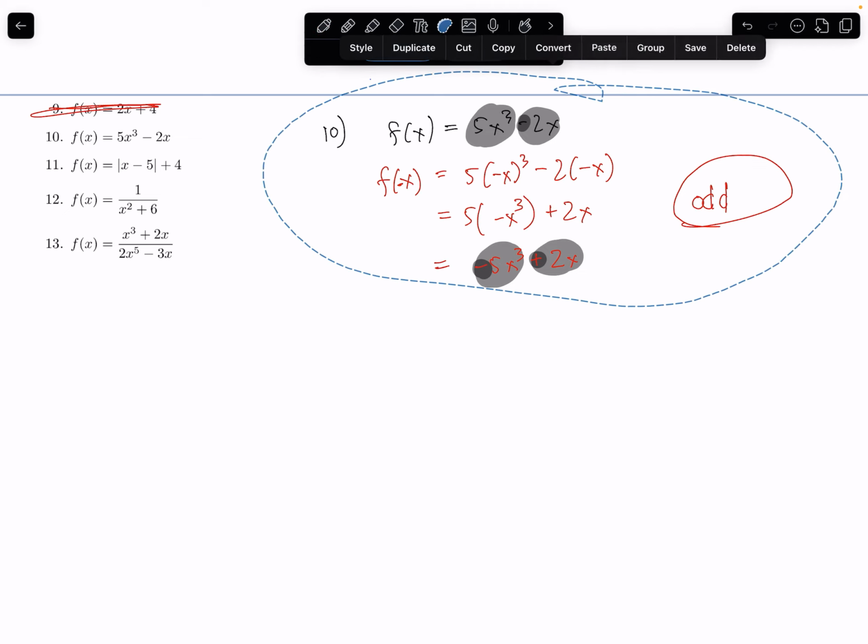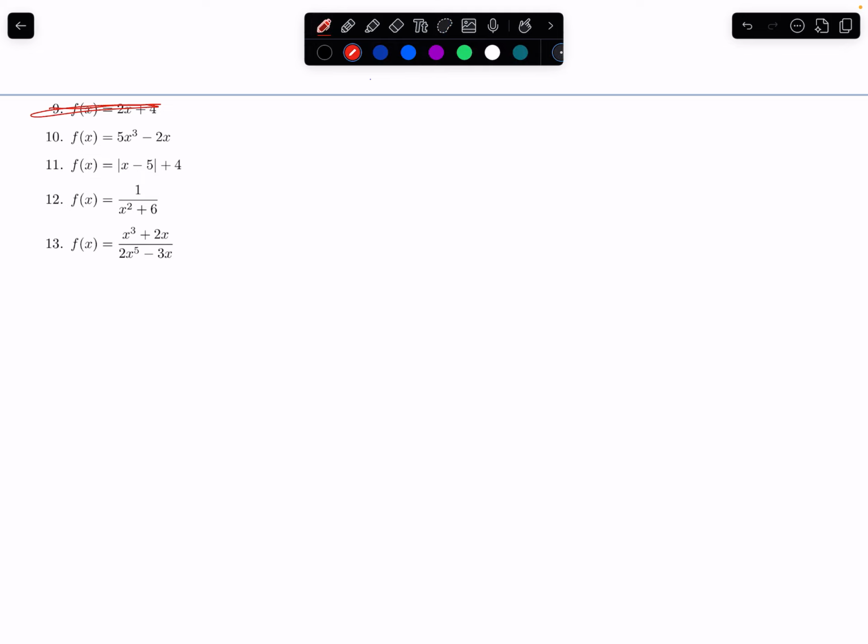Okay. Let's delete that. Number 10, done. Okay, on to number 11. F of x equals absolute value of x minus 5 plus 4. Before I do this question, I already have an intuition what it's going to be, and I'm suspecting it's going to be neither. Why do I suspect that?